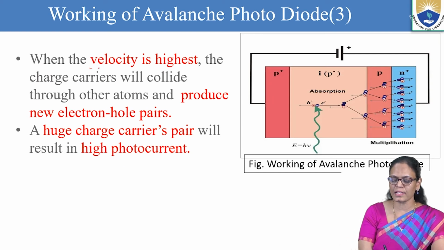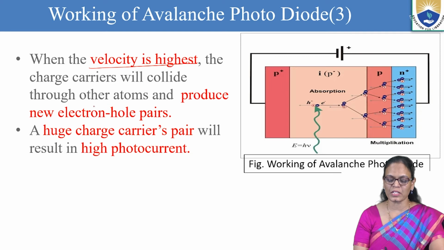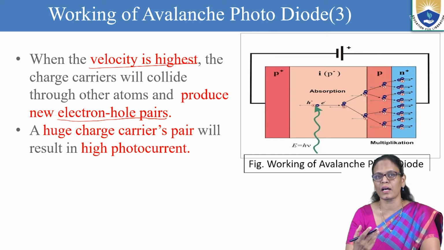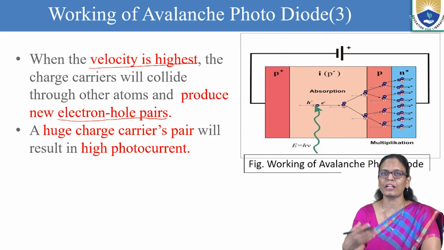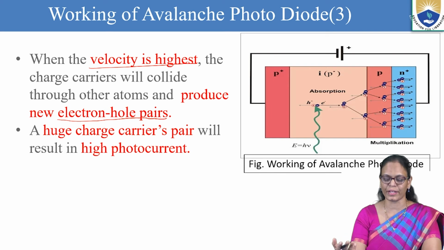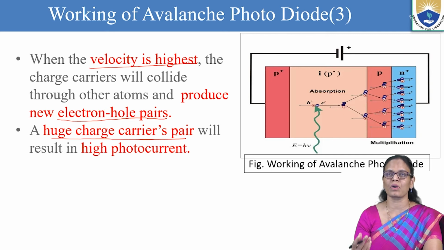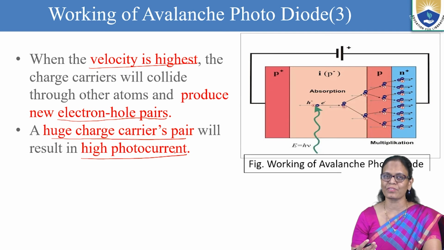So when the velocity is highest, the charge carriers will collide with other atoms and produce new electron hole pairs. As these electrons that are produced move forward, they will come across other atoms with which they collide and then they produce new electron hole pairs. A huge number of charge carrier pairs, that means electron hole pairs, will result in high photocurrent. So as more and more electrons are generated, they give rise to more electron hole pair generation and that gives rise to high photocurrent.